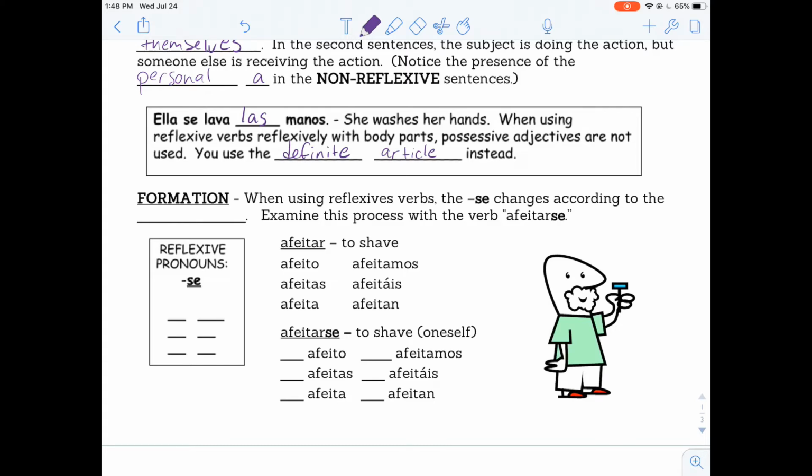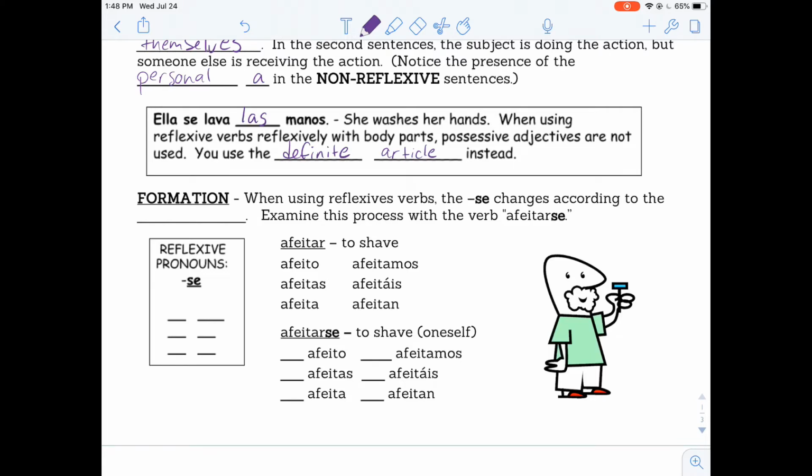So if I were to say ella se lava tus manos, which would sound like she is washing your hands, what we're thinking, but what it really is she is washing your hands, her own hands. It doesn't work that way. So if I wanted to say that, I would get rid of the se and say, ella lava tus manos. She washes your hands. But again, she would not be receiving the action, so it's not reflexive.